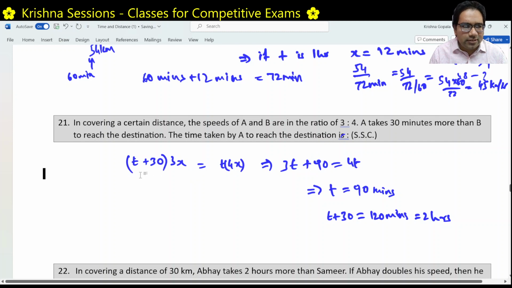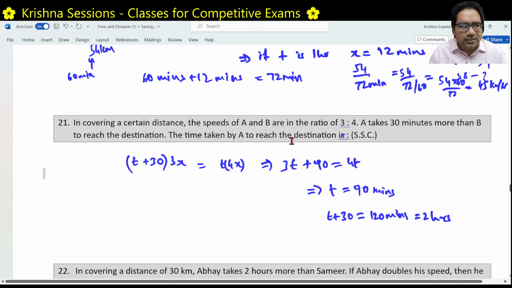X and X will get cancelled. By 60 also we have to write. By 60 will anyway get cancelled, so I did not write. T plus 30 by 60 into 3x is equal to T by 60 into 4x, because T is in terms of minutes. Okay, 60 will get cancelled. X will also get cancelled. What does that mean? 3T plus 90 is equal to 4T. That means T is equal to 90 minutes.